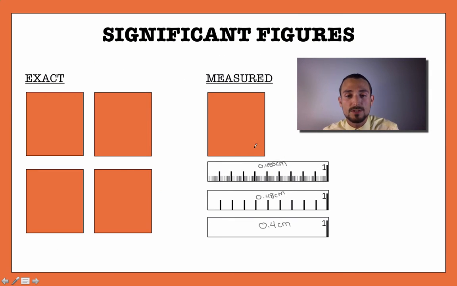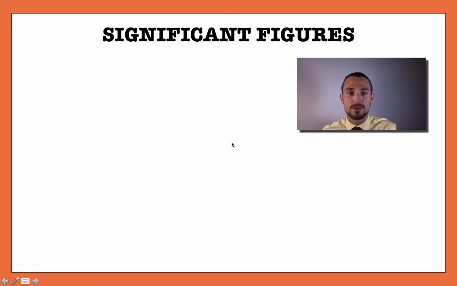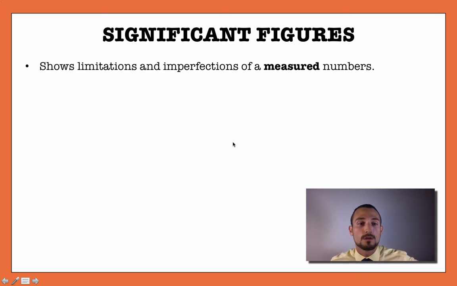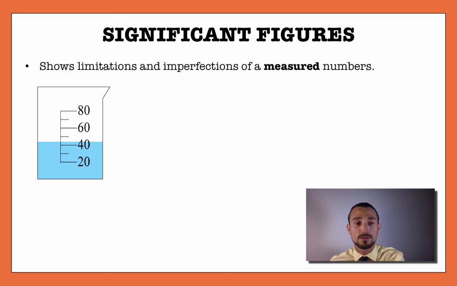So with measured numbers, as we see in each case, there's some degree of inaccuracy, and we have to reflect that and account for it through the concept of significant figures. So again, it's to show the limitations and imperfections of measured numbers. Exact numbers, things that are counted, have no limitations, no imperfections, so they don't have significant figures, but measurements do. So we primarily use significant figures when we're dealing with measuring devices.